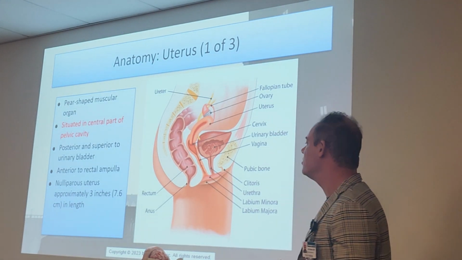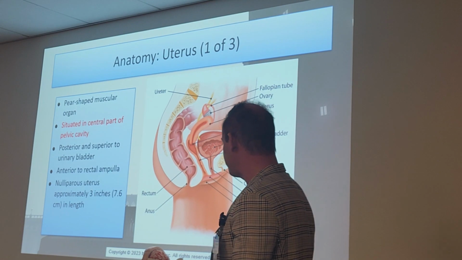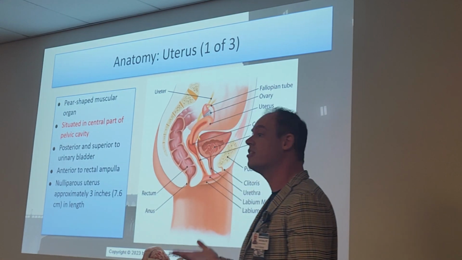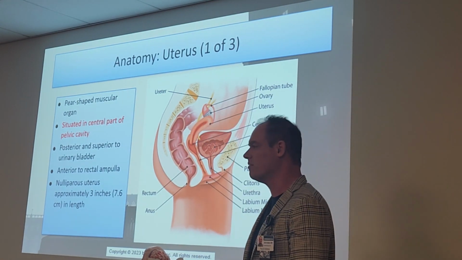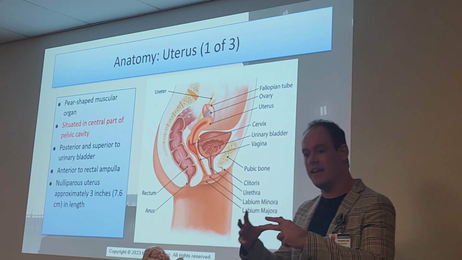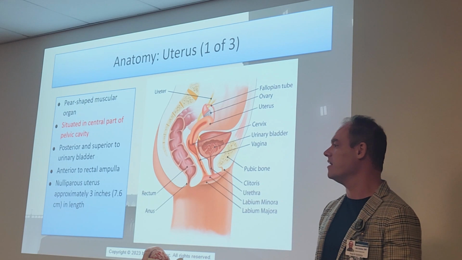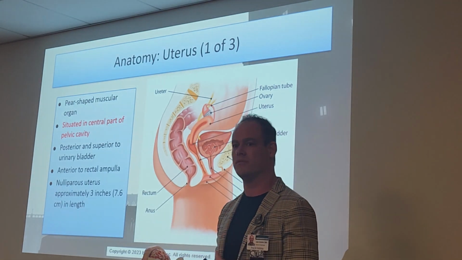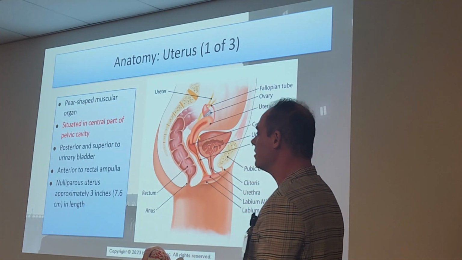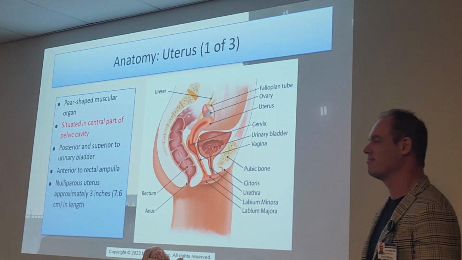It's also anterior to the rectal ampulla, and the uterus is usually approximately 3 inches in length. It's actually quite a small part, but it expands greatly as that baby grows inside of it, which is kind of amazing. It expands pretty much like a big balloon, quite large. And then it goes back down, shrinks right back down.